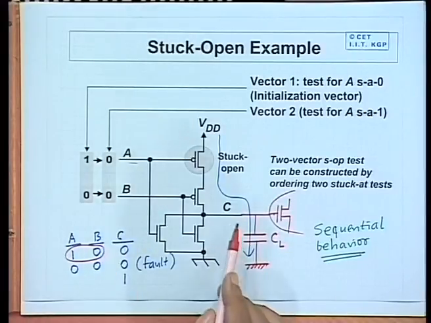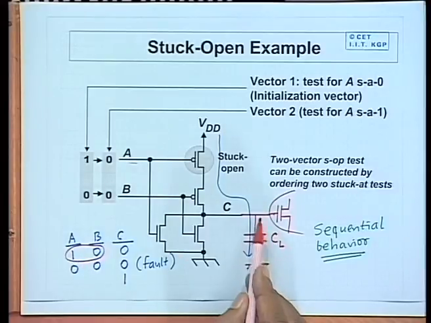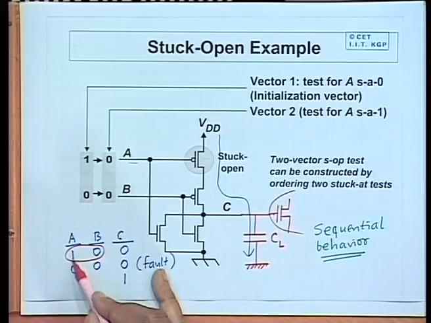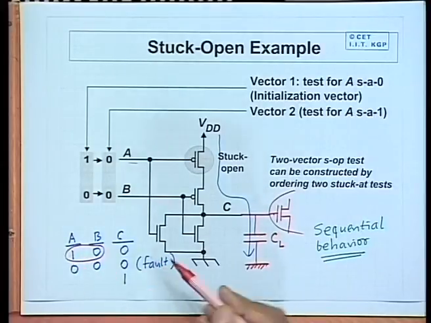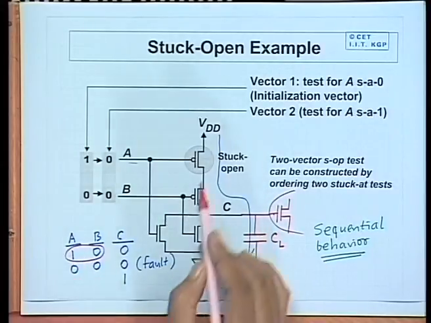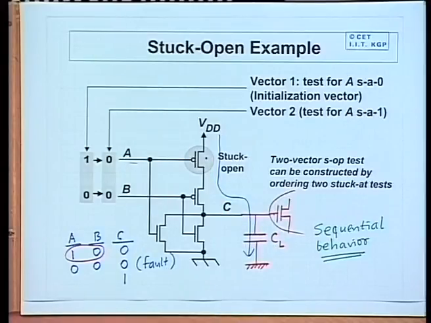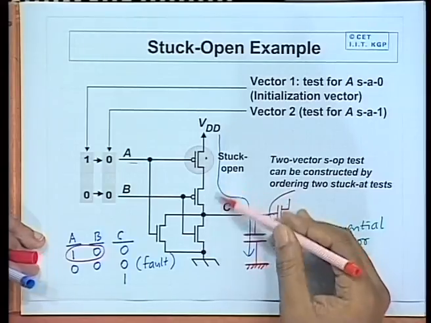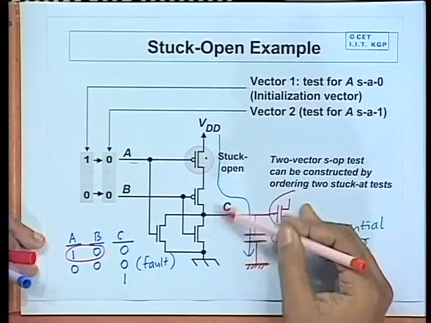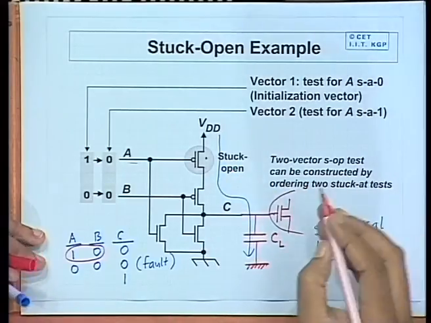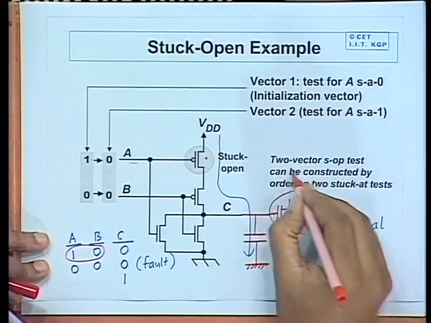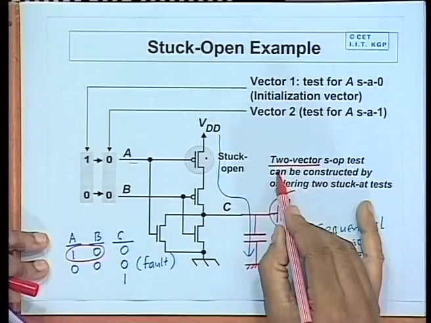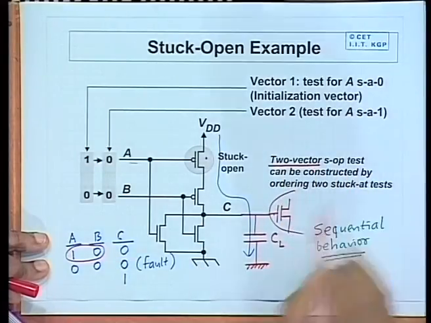So, in order to detect the fault, I first set the output to a known state by applying 1 0, or I could apply 1 1 also. Then by applying 0 0, I am exciting this fault. Okay. So, this is one example using which I can detect a stuck open fault, but I have to apply two vectors in sequence. This is called a two vectors stuck open test.